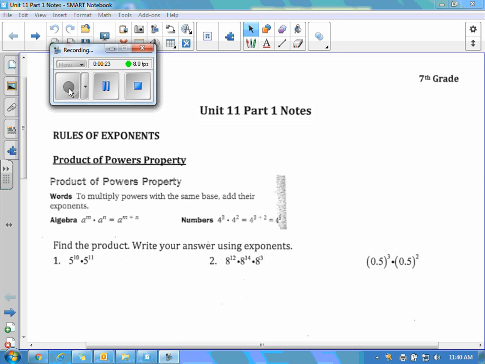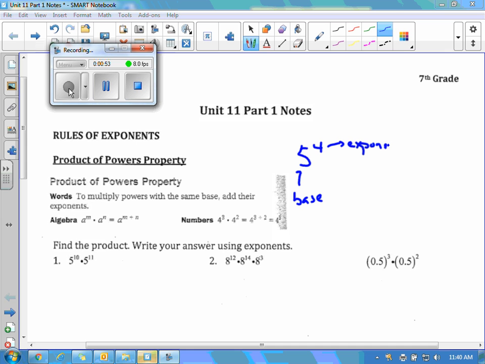So the first property that we're going to talk about is the product of powers property. A product means multiplication. So I copied this out of the book. It says that the property says to multiply powers with the same base, add their exponents. So just a reminder, if I have 5 to the 4th, we're going to say that 5 is the base and 4 is the exponent. The whole thing is called a power. So the base is 5, the exponent is 4.